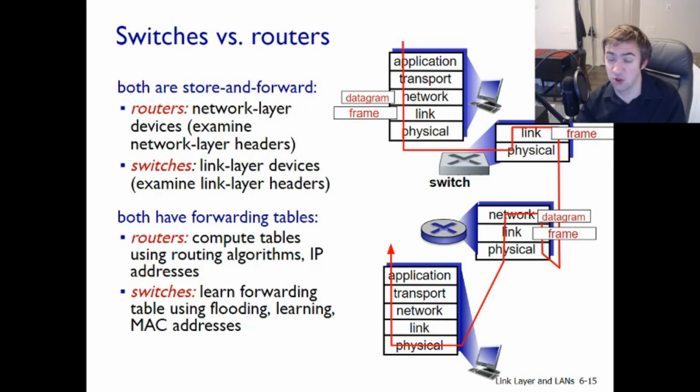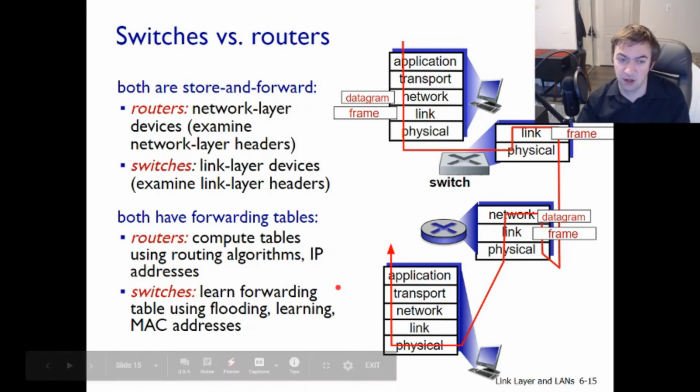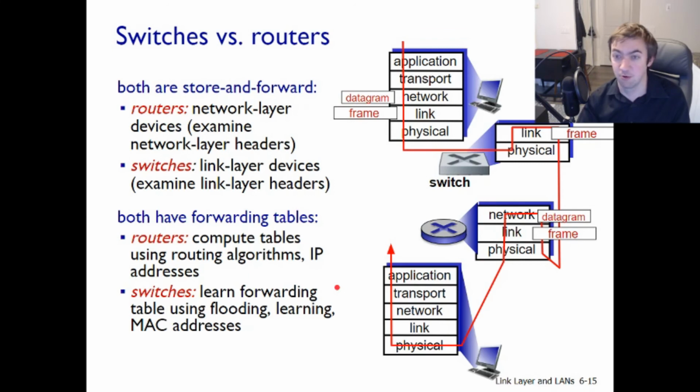Now, how does a switch compare to a router? Both of them have a few things in common and a few differences. First off, both of them are store and forward. However, routers work at the network layer. They look at the headers of the datagrams, while switches are link layer devices, and so they look at the headers of frames. Both have forwarding tables. However, routers compute their tables using routing algorithms, using IP addresses. Meanwhile, switches learn their forwarding tables through flooding and through learning MAC addresses.